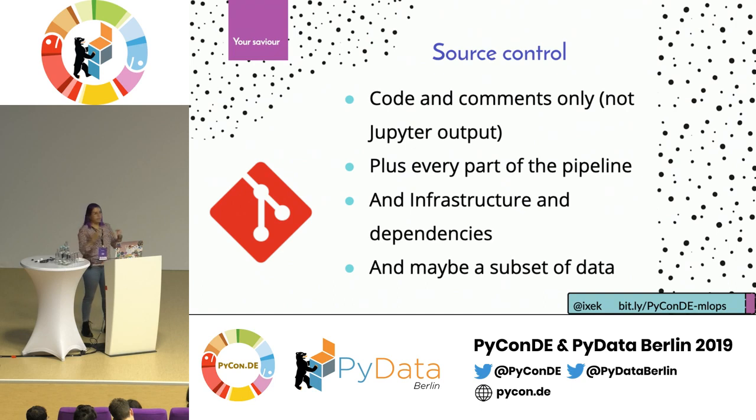Every single part of your pipeline, also your infrastructure and dependencies, try to have your infrastructure as code. And that means capturing your environments. And maybe a subset of your data. If you're providing additional data for your folks or your colleagues to reproduce a minimal working example, make sure that that is there.